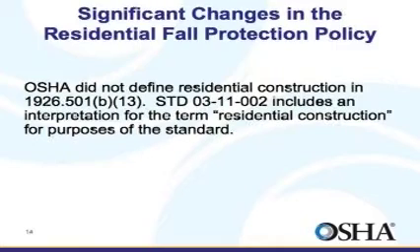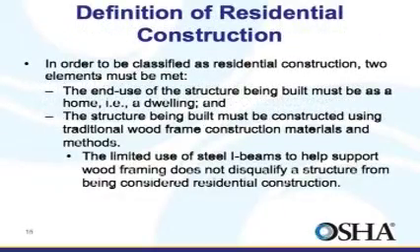The new directive also provides an interpretation for the term residential construction. In order to be classified as residential, two important elements must be met. First, the end use of the structure being built must be as a home or a dwelling. And second, the structure must be constructed using traditional wood frame construction material and methods. The limited use of steel I-beams to help support wood framing does not disqualify a structure from being considered residential construction.